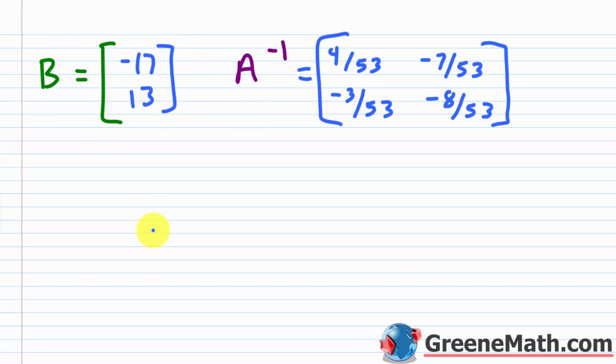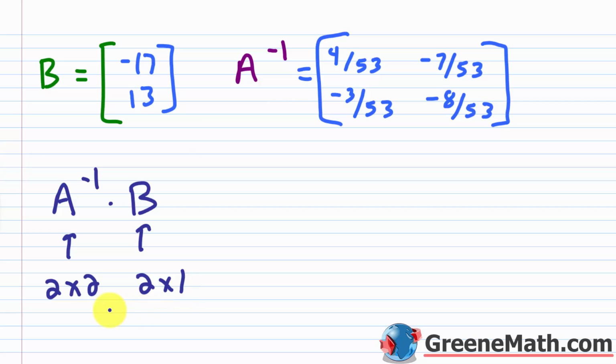Okay, so we're going to say that we have A inverse times B. Again, this is a 2 by 2, and this is a 2 by 1. So we can do this. These numbers match, and it's going to be a 2 by 1. So you're going to have one entry there and one there. So let's go ahead and crank this out real quick.